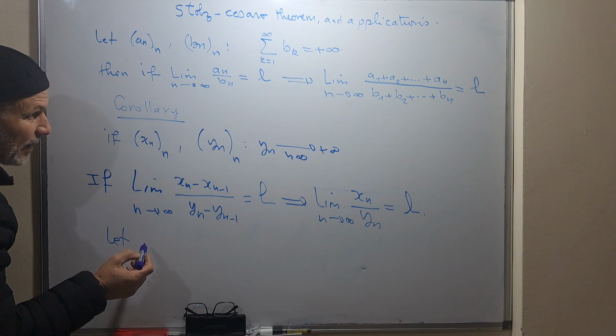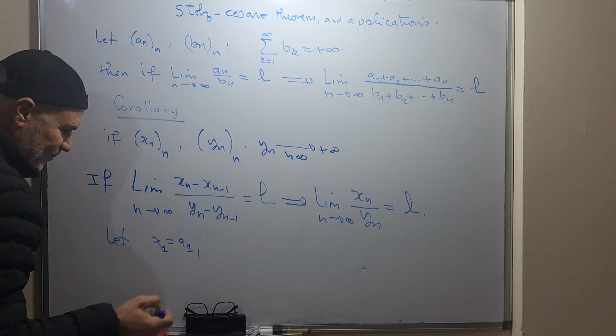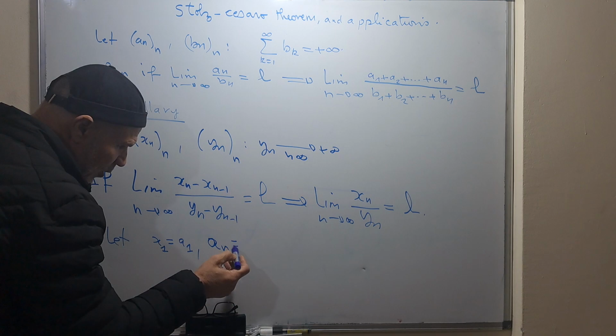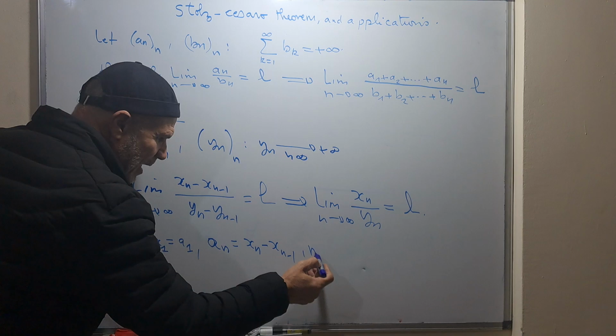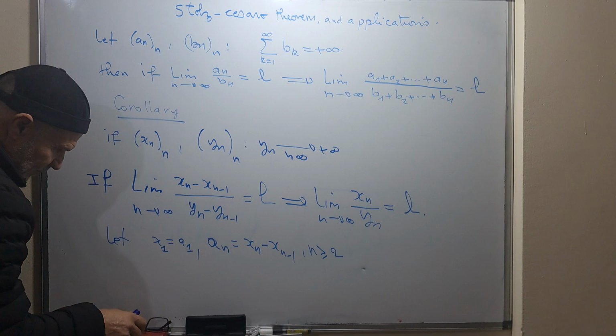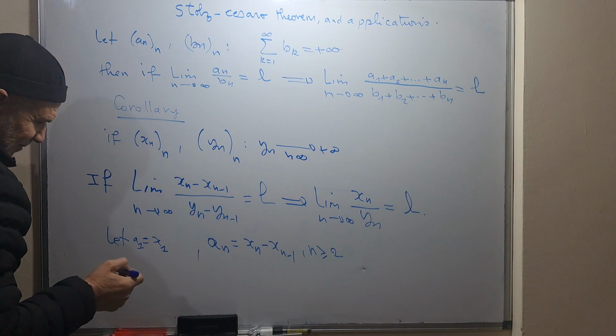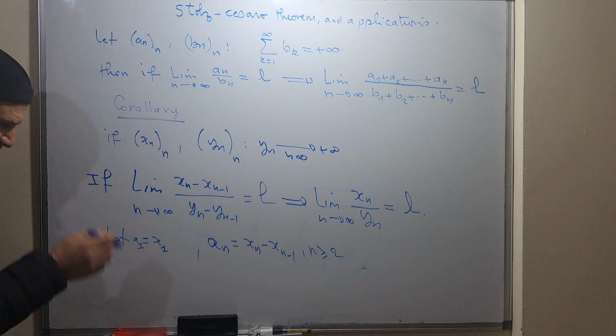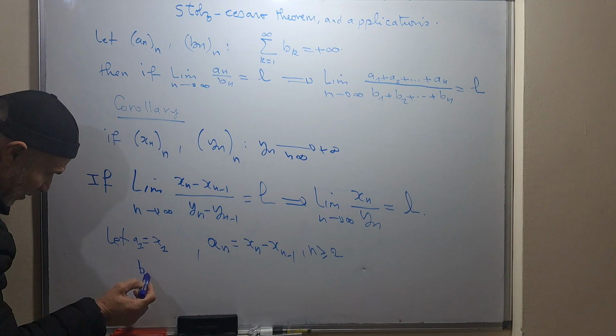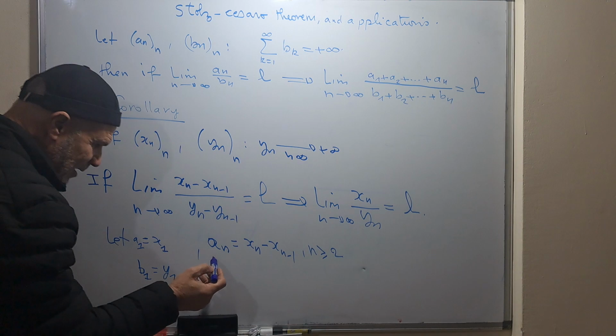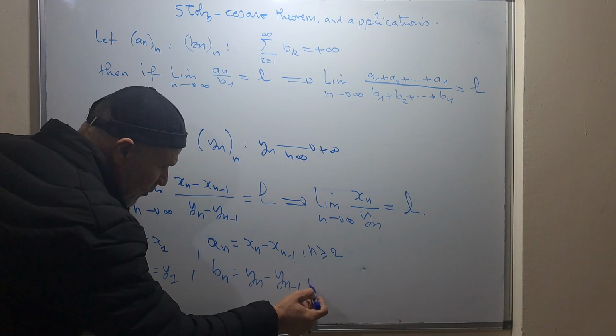Let a1 be equal to x1 and an equal to xn minus xn-1 for n greater than or equal to 2. Here actually a1 is equal to x1. Yes, I know that the equality is commutative, but I prefer this form. And let b1 equal to u1 and bn equal to un minus un-1 for n greater than or equal to 2.